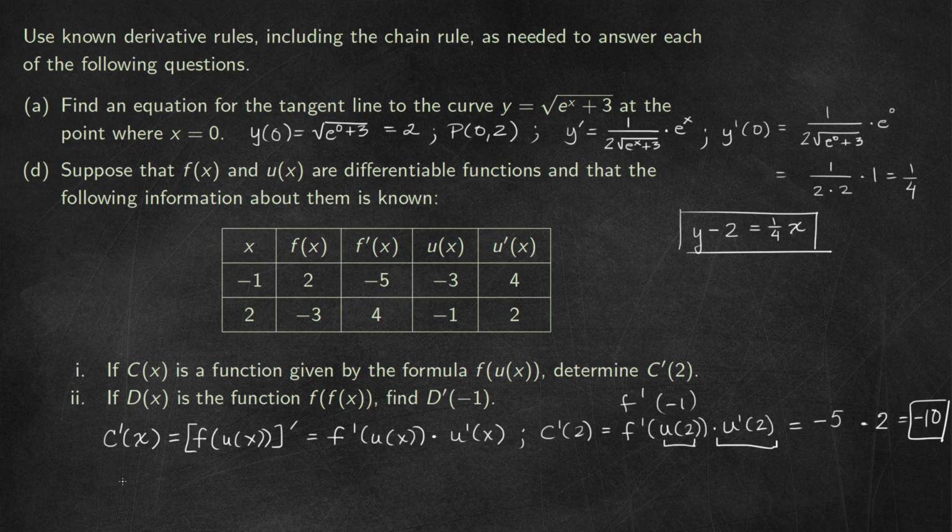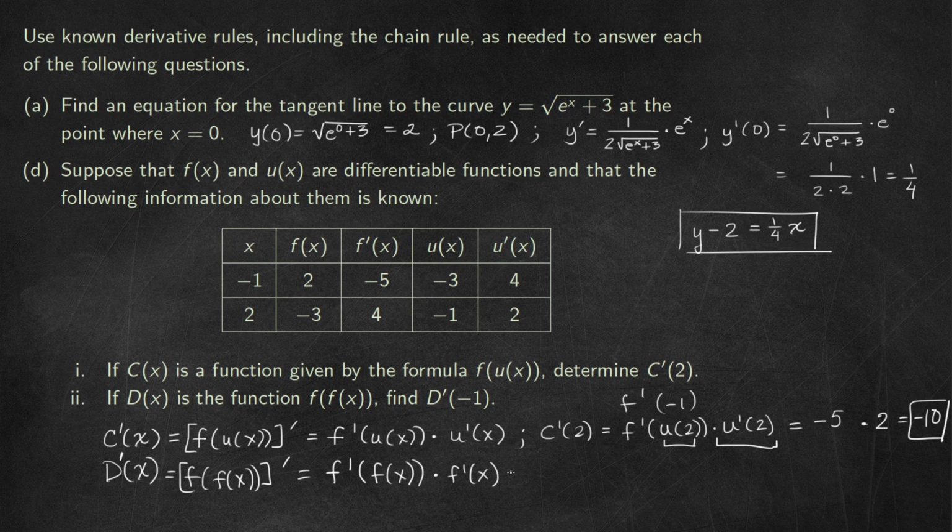If d of x is f of f of x, find d prime of -1. So d of x equals f of f of x. D prime of x is going to be the derivative of f of f of x. And this is a composite function, so it's the derivative of the outer function, f prime of f of x, times the derivative of the inner function, f prime of x. We can still think of this as the inside function being the stuff. If we do that, f of f of x has f of x as the stuff. It's f of stuff, so we take f prime of stuff times the derivative of the stuff.